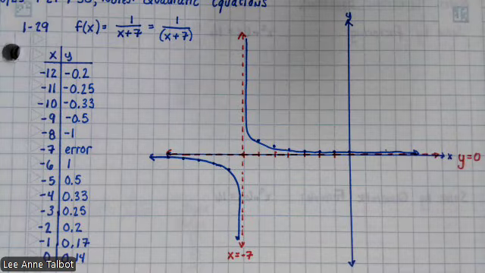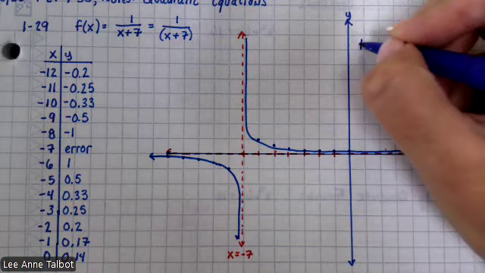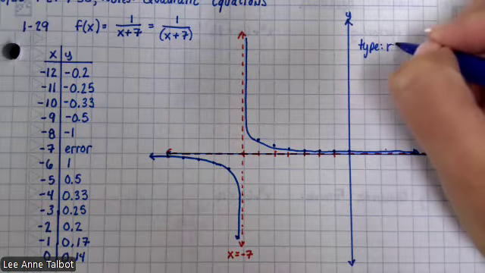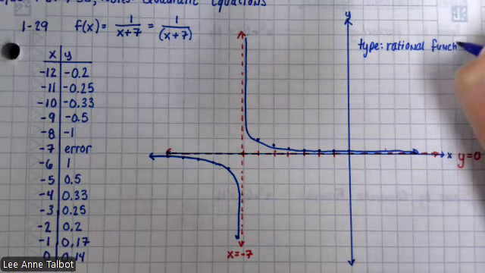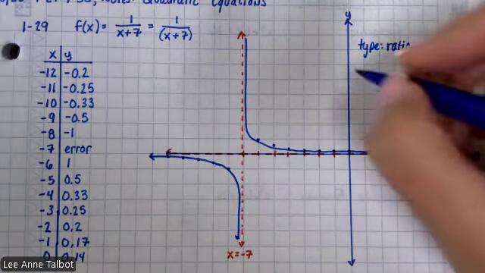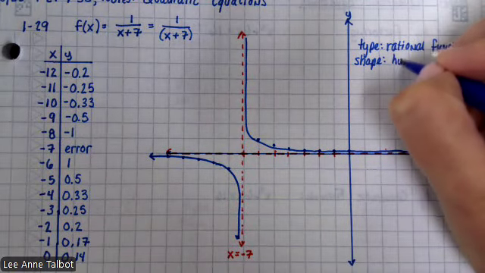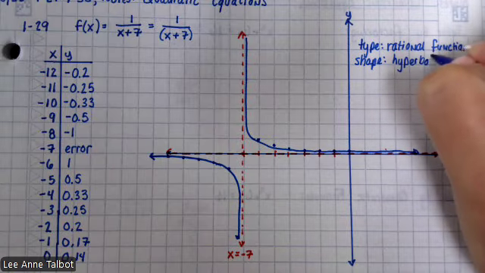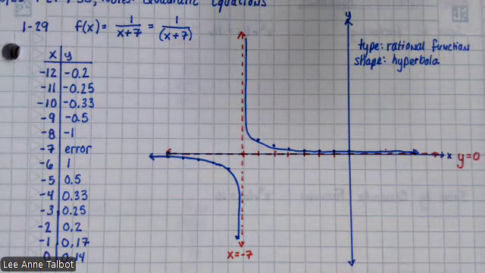All right, everybody, we have one more thing to do for this problem. We're going to describe it, and then I'm going to have you guys do one in your groups. Okay, the type is a rational function. The shape, you've never heard this before probably, is a hyperbola. This thing is called a hyperbola, the swish swish guy. That's his name, hyperbola.